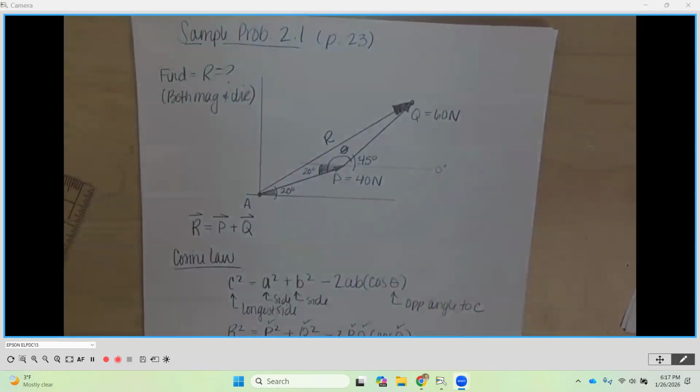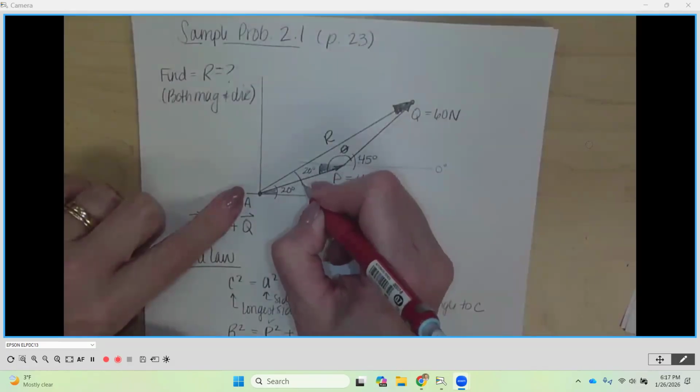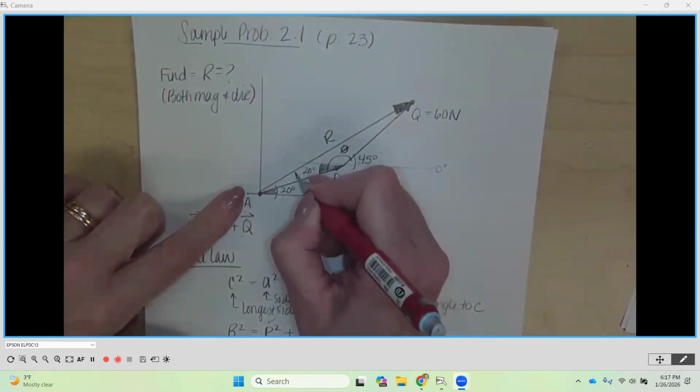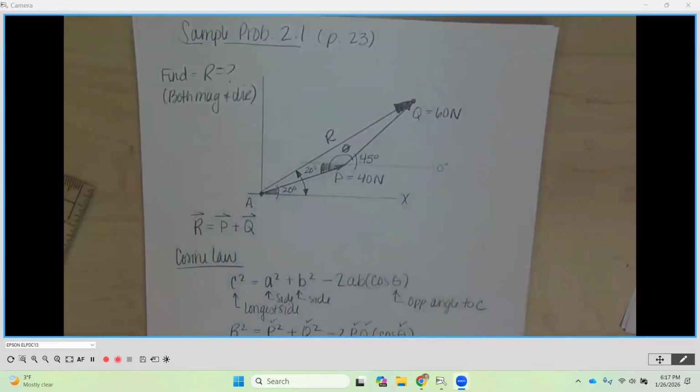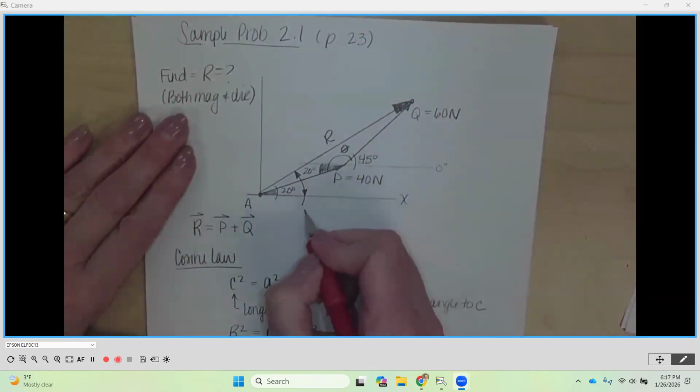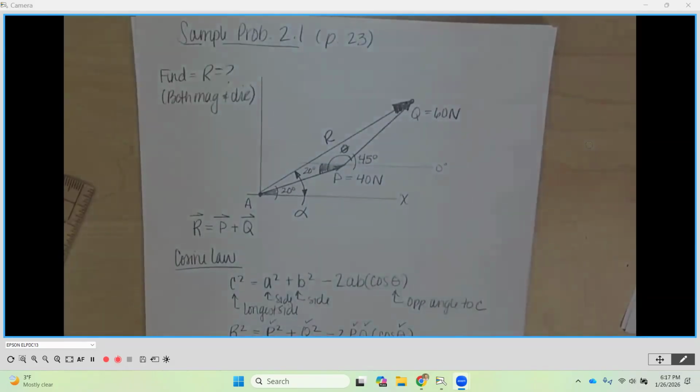But to fully define the direction, I need to know the angle from a known axis. You would either need to get it from the X or the Y. The X just seems to make sense because the other angles came from the X direction. So I'm going to go from the X, and we want to know what that angle is right there. I'm going to call that angle alpha. I'm just going to call it something other than theta because we already used theta. So I need to find what is alpha. All right. What is alpha?